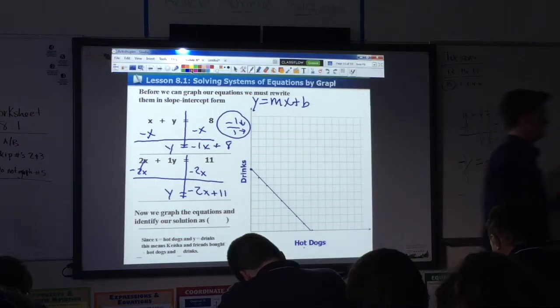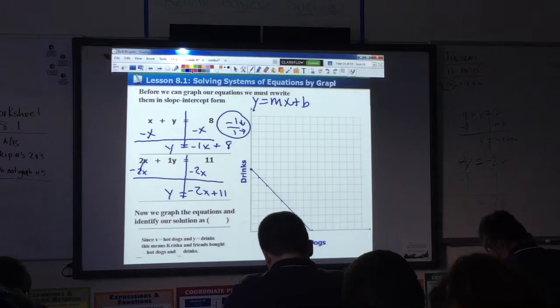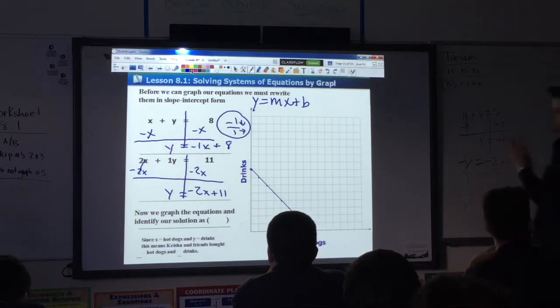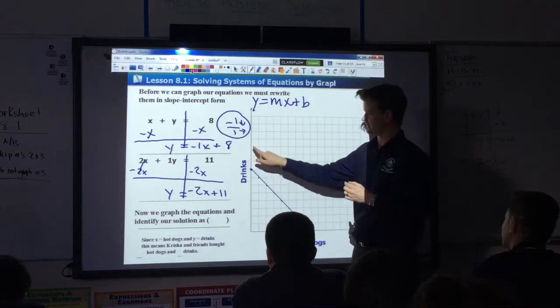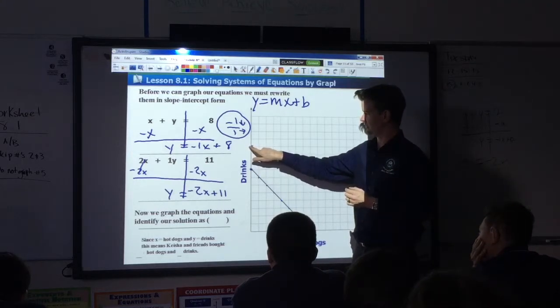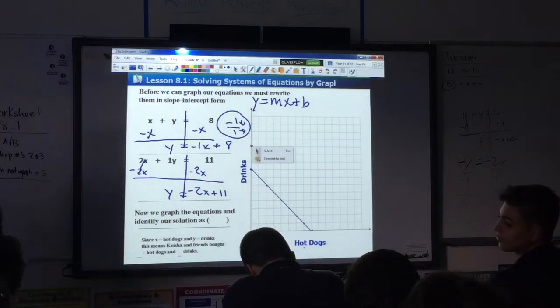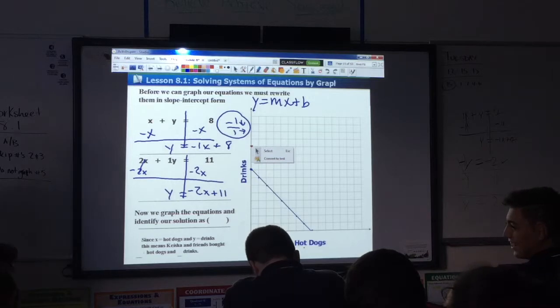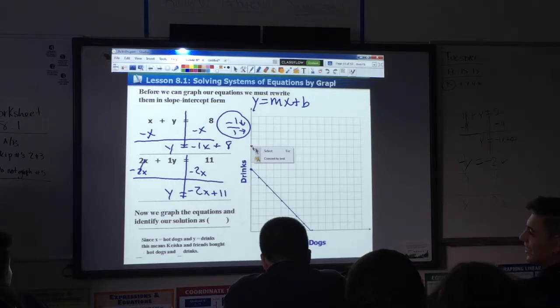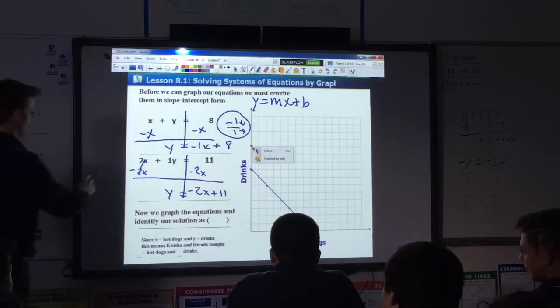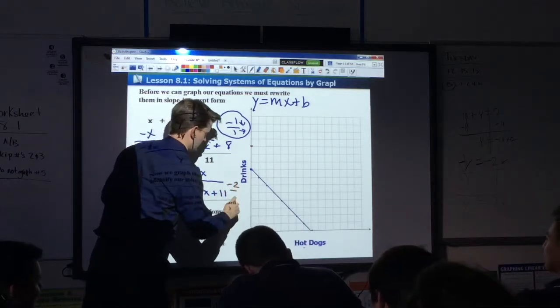Alicia, what is the y-intercept of the other one, yeah? 11 is my y-intercept. So I know that the first y-intercept was 8, so to get to the other one, I go 9, 10, 11, yeah? And I put my y-intercept right there. Okay, Corey, what is my slope as a fraction? Negative 2 over 1. Okay, so it's negative 2 over 1.